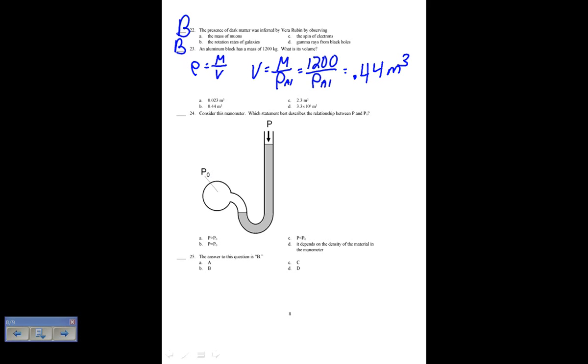Consider this manometer. Which statement best describes the relationship between P and P naught? All right, since this pressure has pushed down and pushed this way up over here, that means that P naught is bigger than P. P naught is bigger than P. Looks like C is the right option. And this is B, of course. Those are the answers.